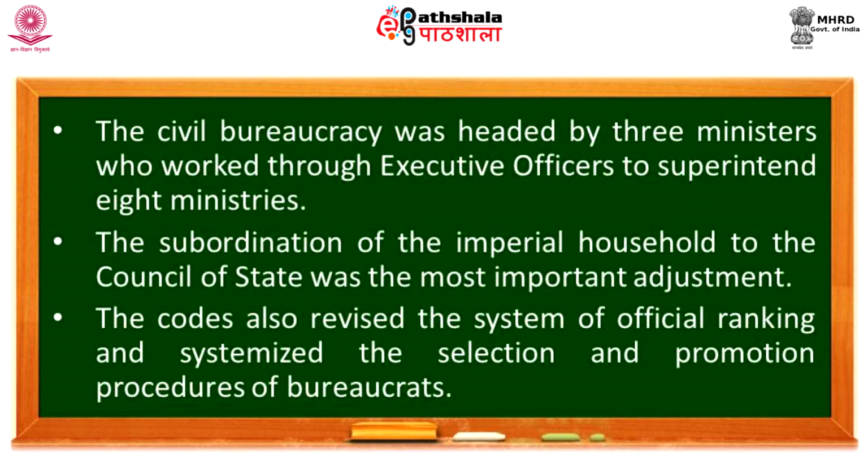The civil bureaucracy was headed by three ministers who worked through executive officers to superintend eight ministries. The subordination of the imperial household to the Council of State was the most important adjustment. These codes also revised the system of official ranking and systematized the selection and promotion procedure of bureaucrats.